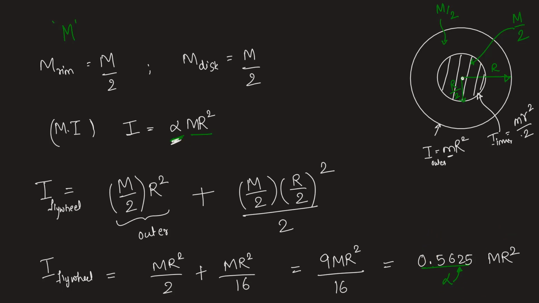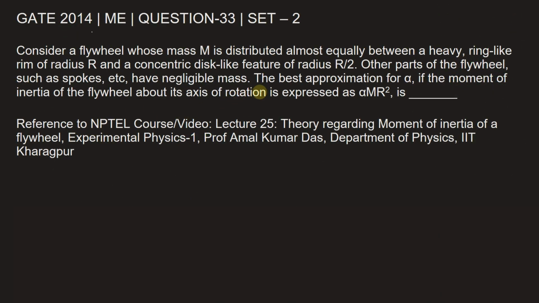Let's go back and fill in the answer. If the moment of inertia of the flywheel about its axis of rotation is given, we have to find out the moment of inertia about the axis of rotation. That's what we did. It is expressed as 0.5625. Unless otherwise mentioned, you should always take the axis of rotation only, because that is the motion of a flywheel.